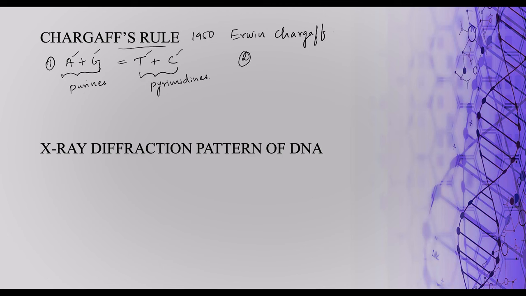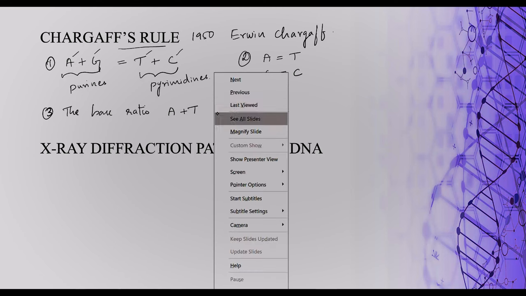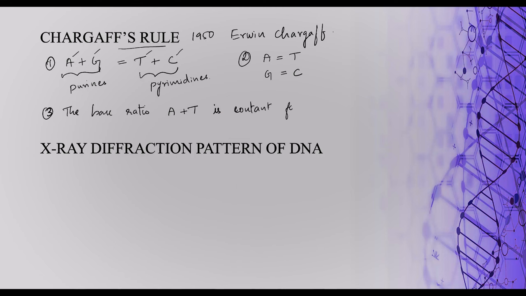The second thing is that A will always be equal to T, and G will always be equal to C. The third thing is that the base ratio of A plus T to G plus C is constant for a species, but this ratio may vary from one species to another. So this ratio can be used to identify the species.